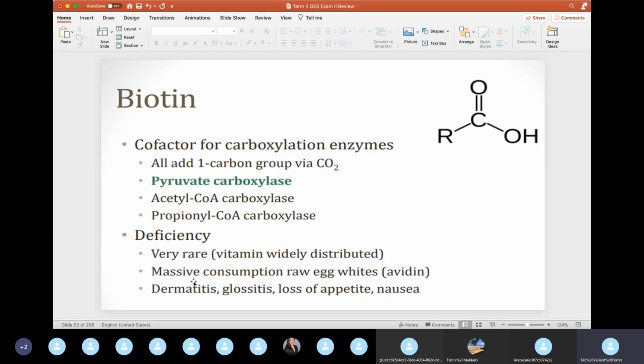So what can we see in a patient who has biotin deficiency? Dermatitis, glossitis, enlarged tongue, loss of appetite, and nausea. Okay.